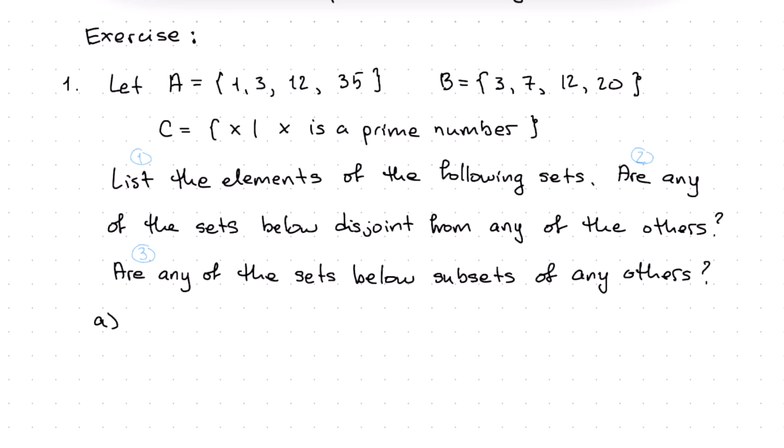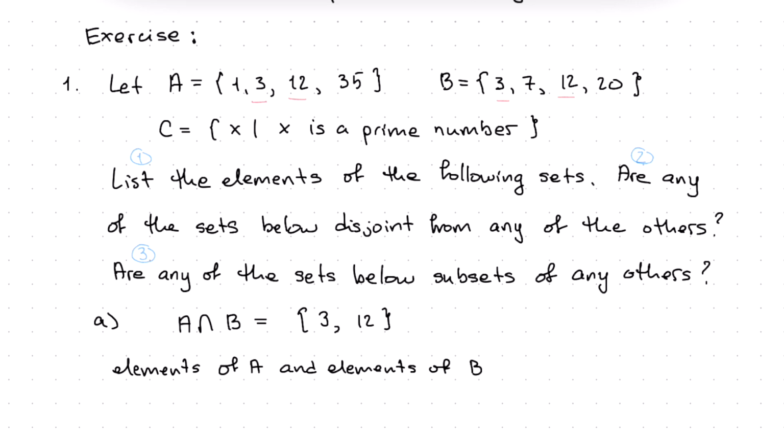In question A, we're given A intersect B. Intersection means that the resulting set will have only elements that are common in A and B, or it is defined as elements of A and elements of B. If we look at elements of A and B, 3 and 12 are the only elements common between those two. So A intersection B equals the set of 3 and 12.